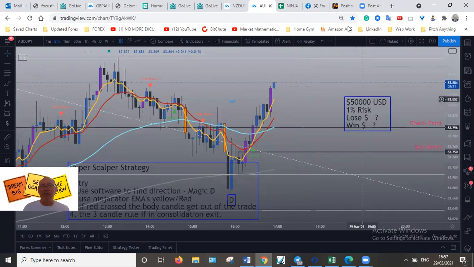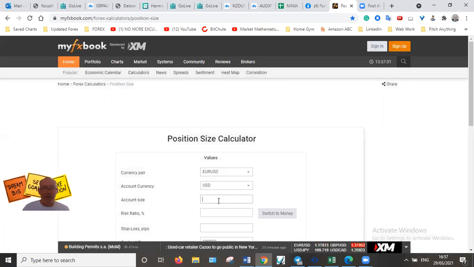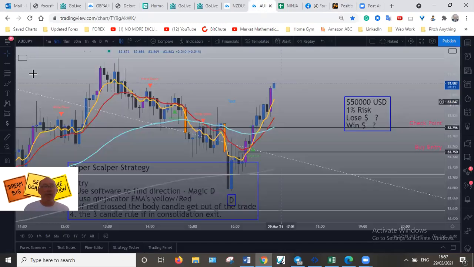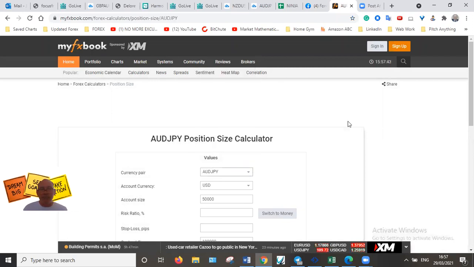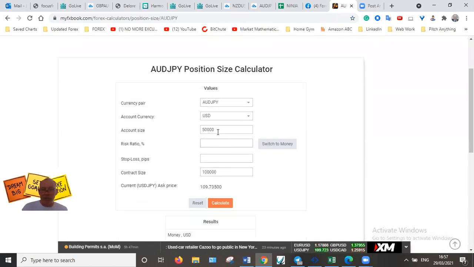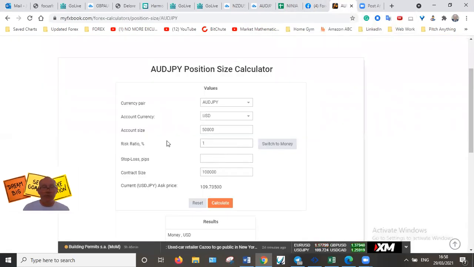So $50,000. I'll go here to the position size calculator and I type in 50,000. What's the currency pair? Australian dollar, Japanese yen, so I'll find Australian dollar, Japanese yen. Next, how much do I want to risk? I want to risk 1%. Let me just double check. 1%. Stop loss, let's say 10 pips.